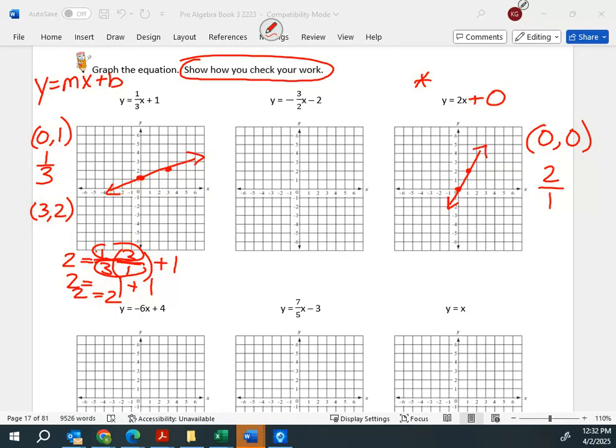Okay, so now I need to check my work. So I'm going to say, all right, this point is 1, 2. I'm going to put that into my line. My y of 2, does that equal 2 times 1? Does 2 equal 2 times 1? It does, because that's 2 equals 2. I did my slope correctly.